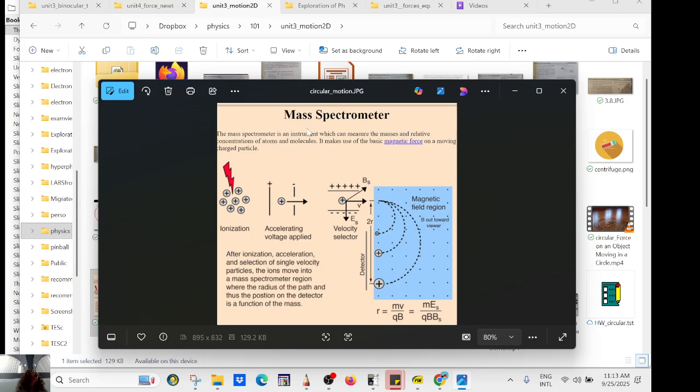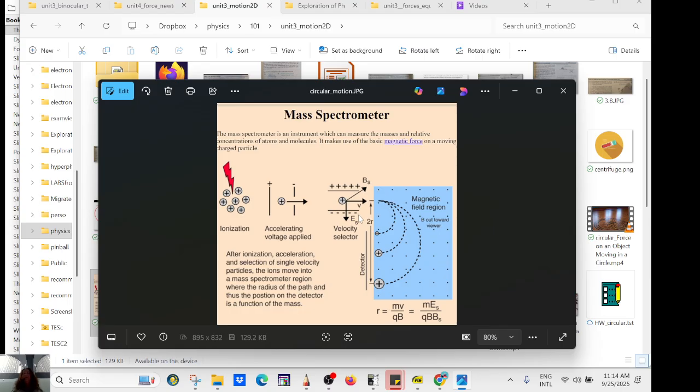If you work in a lab in biology or chemistry, you have something called a mass spectrometer. So you have some ions, let's say they have the same charge. It's a way to separate them according to their mass. Based on their mass, they are able to separate them.